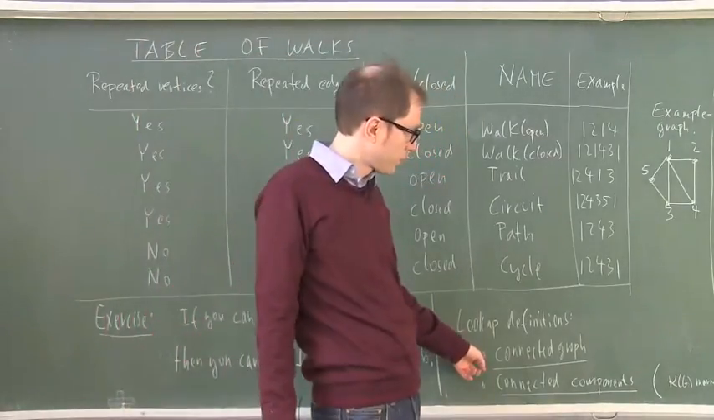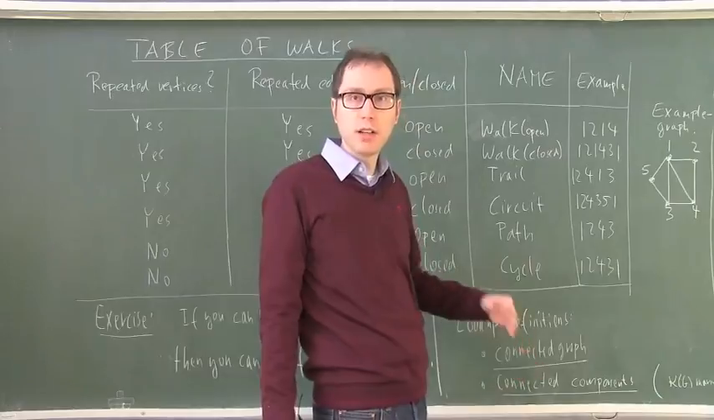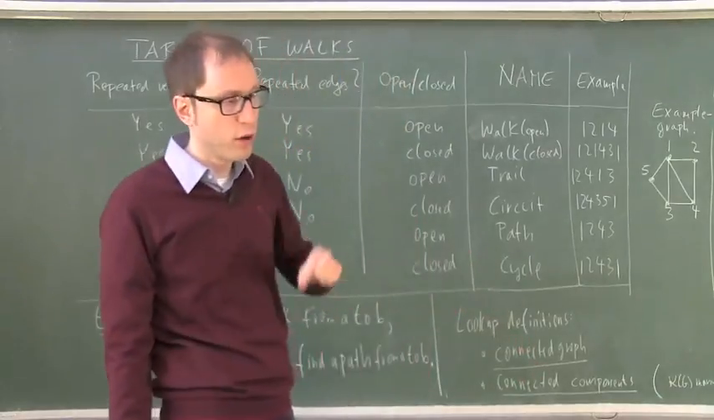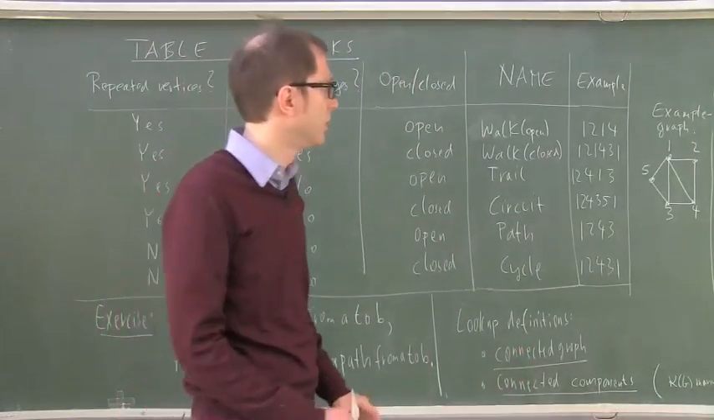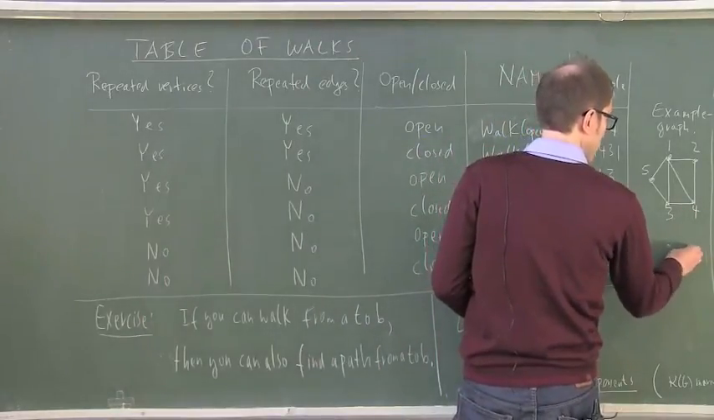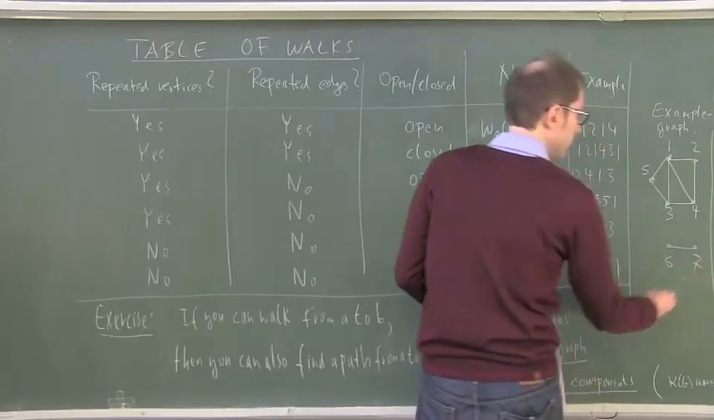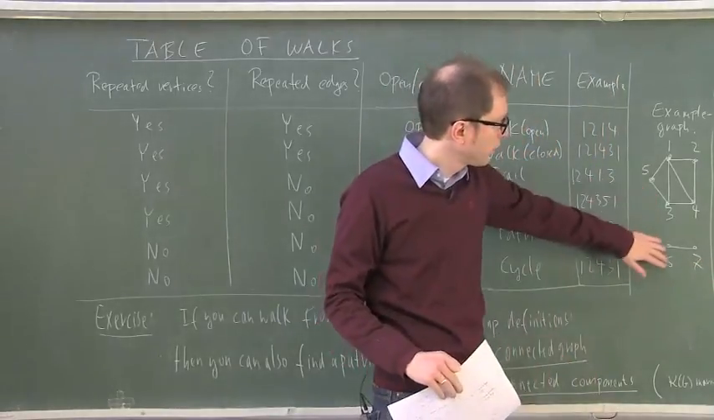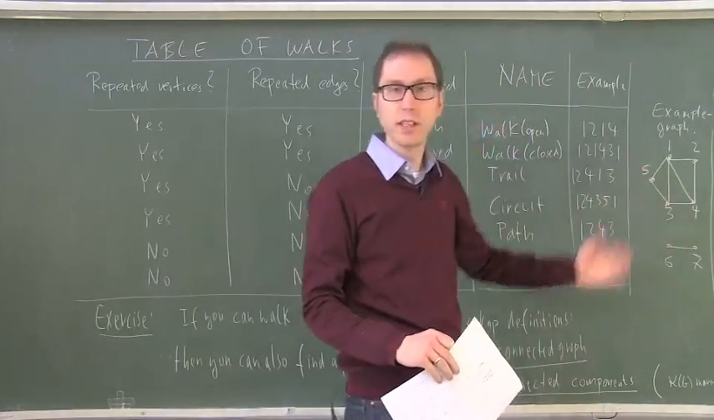Well, important definitions here: connected graph. A graph is connected if you can always go from one vertex to another vertex. So for instance, if it would be like here 6 and 7, then this would not be a connected graph because you cannot go from 3 to 6, for instance.